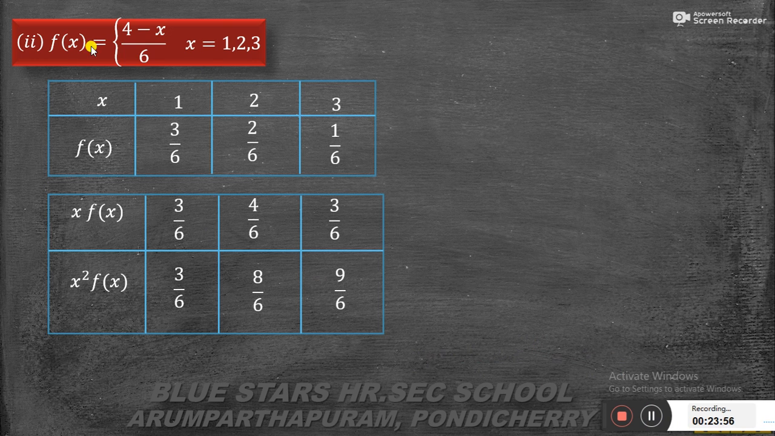Next we take the second subdivision. F of x equal to 4 minus x by 6, x equal to 1, 2, 3. This is the second sum on probability density functions. From this we calculate the mean and the variance.